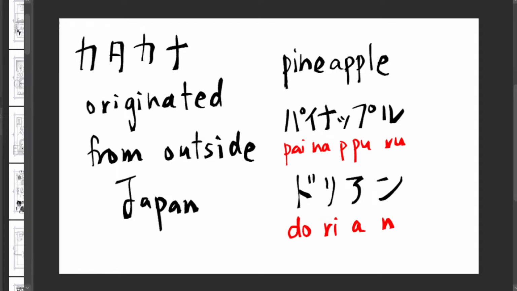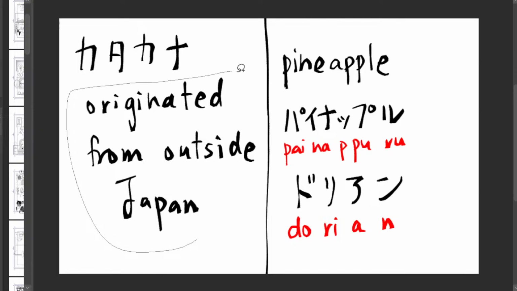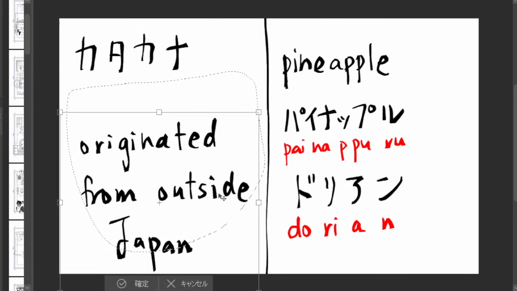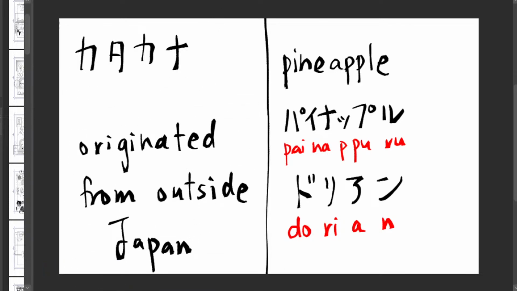Right. So that is the usage of katakana. And it's the same when you want to write your name. If you're not Japanese, you don't have a Japanese name, and you want to write your own name, you have to write with katakana. So this is the usage of katakana, for words or things originated from outside Japan. Okay, I forgot to add that.